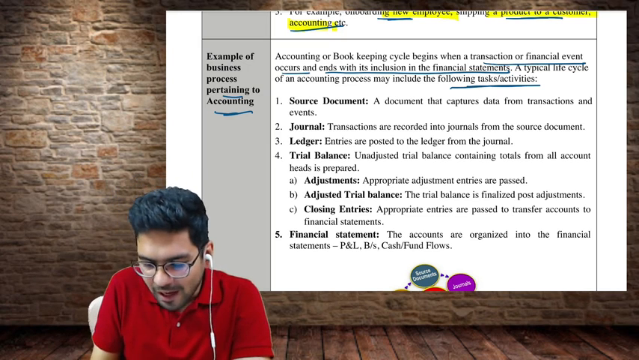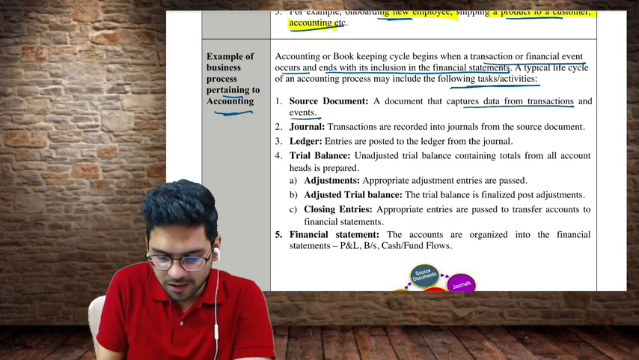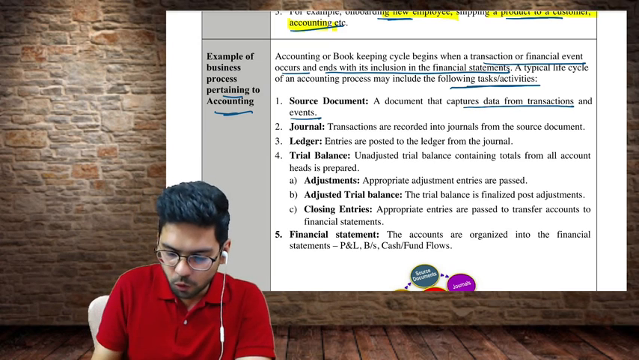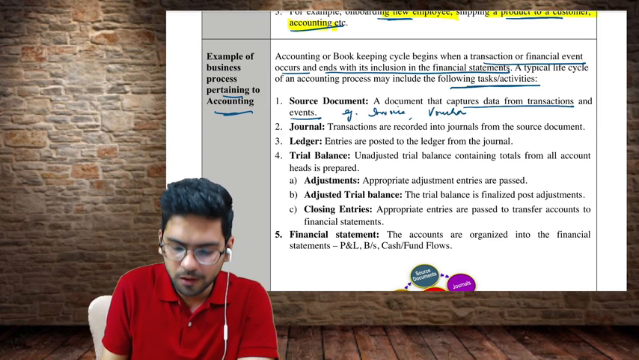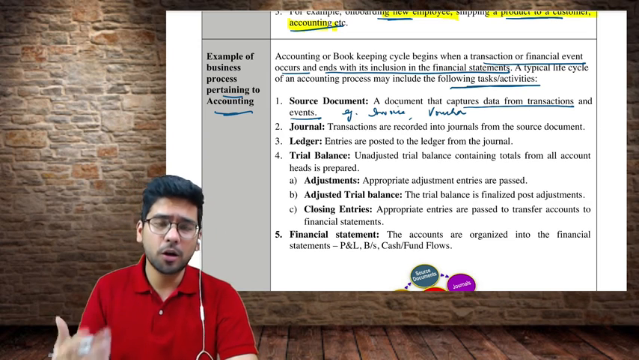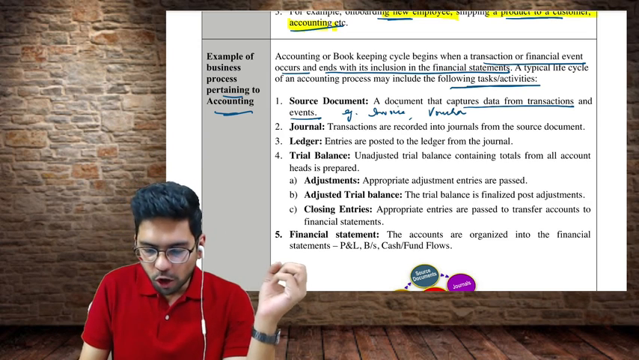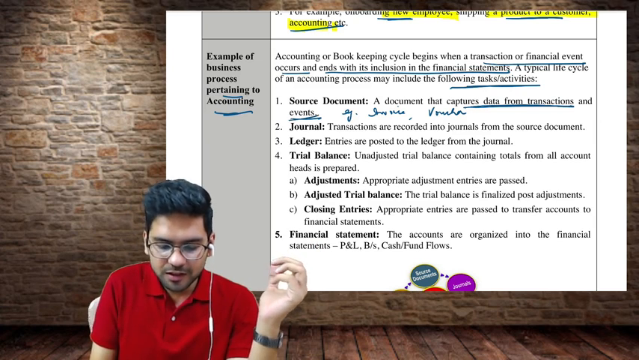So, a document that captures data from transactions and events. What is a source document? If you want to write an example, let's say an invoice. It can be a voucher also. If you want to write, you can take a note of it. It can be a voucher also. So, a document that captures data from transactions and events.